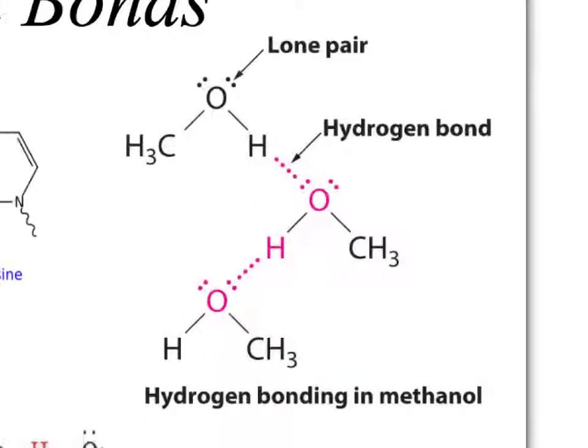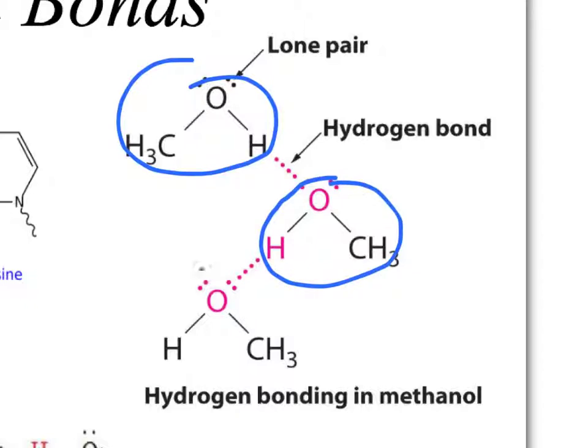Between the lone pair here and the hydrogen, that exposed nucleus. Lone pair to hydrogen. So it's important to note that inside these molecules, we have covalent bonds, but it's from one molecule to another molecule. Between the molecules, that's my hydrogen bond.